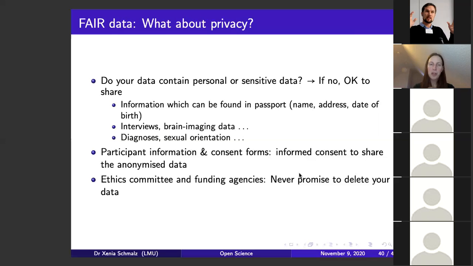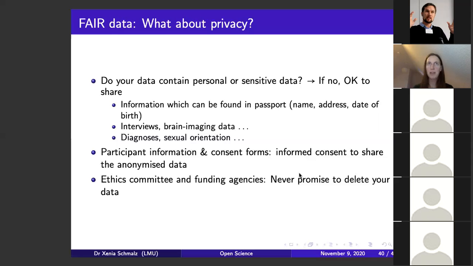If you don't have any personal or sensitive data, then as a general rule, it is okay to publish it. But you need to make sure that the participants give their informed consent for this. So when you give them the information and consent form to sign, it should also include some information that their raw anonymized data will be published. And you also need to check that this is fine with the ethics committee and funding agency.